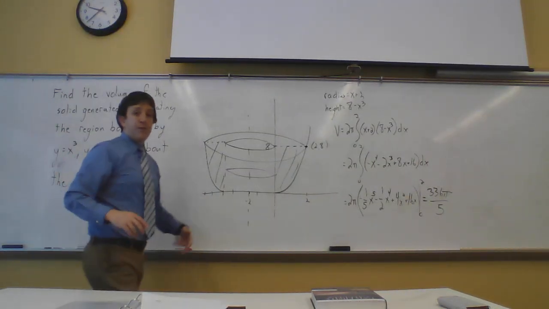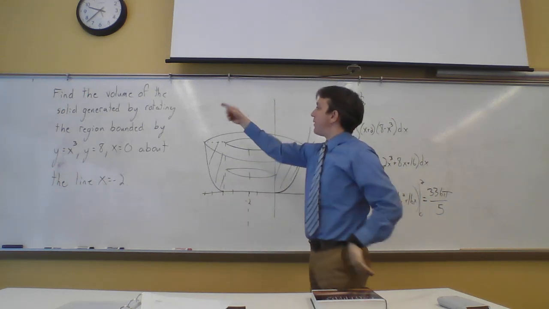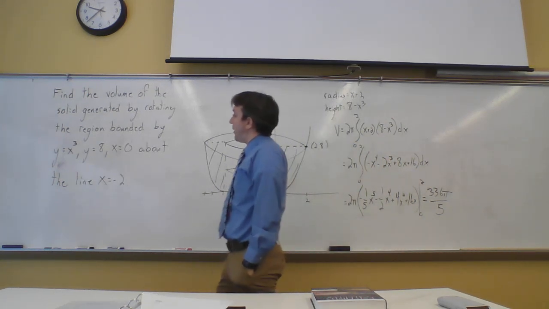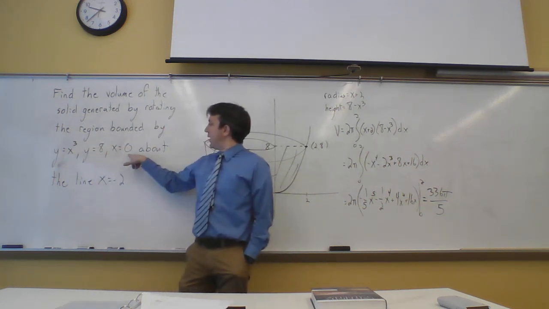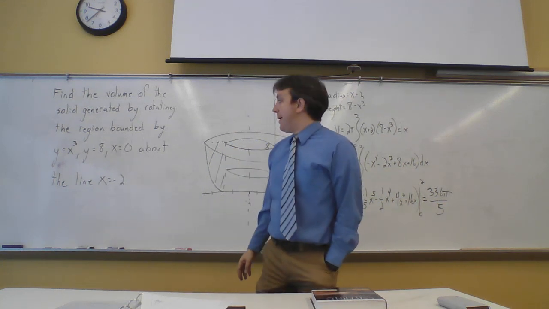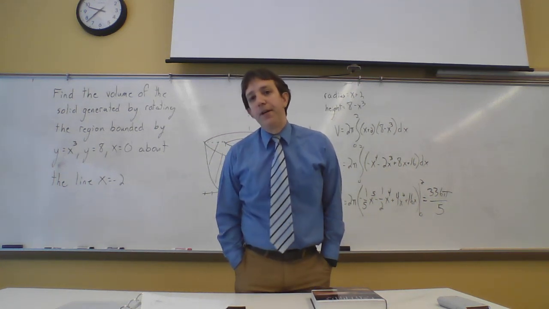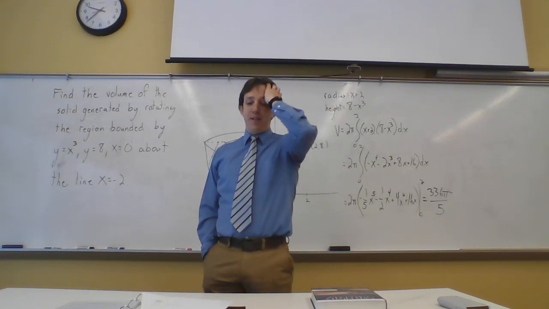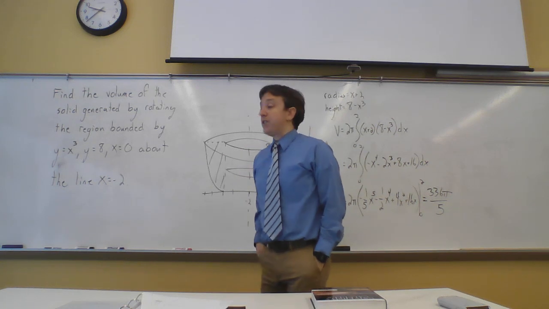All right, so for our next and final example, we're going to do another rotation. We want to find the volume of the solid generated by rotating the region bounded by y equals x cubed, y equals 8, and x equal to 0, about the line x equal to -2. So this one's going to have a couple of interesting little bits that we're going to have to look at. But let's dive in and let's start with the region.